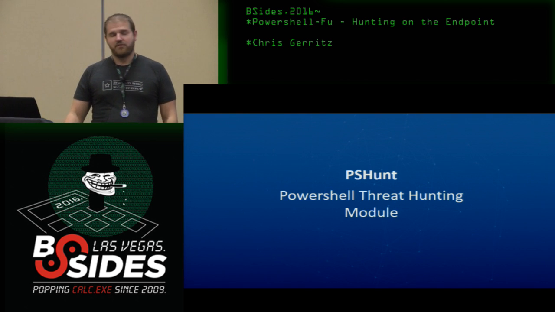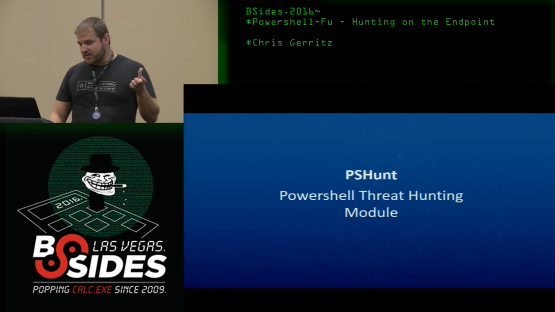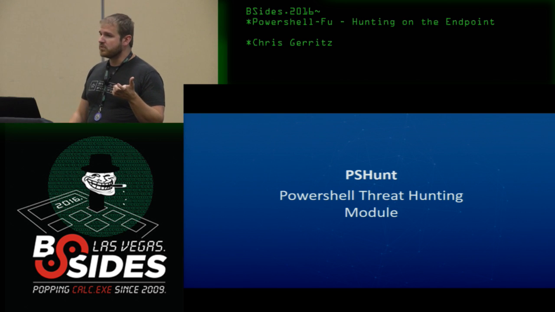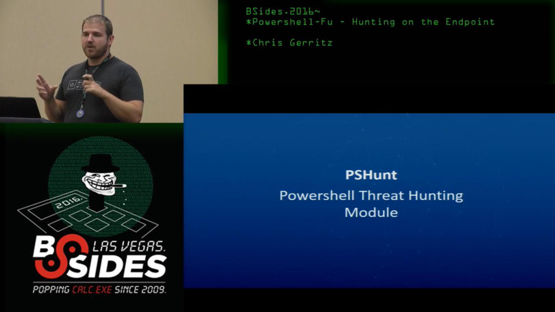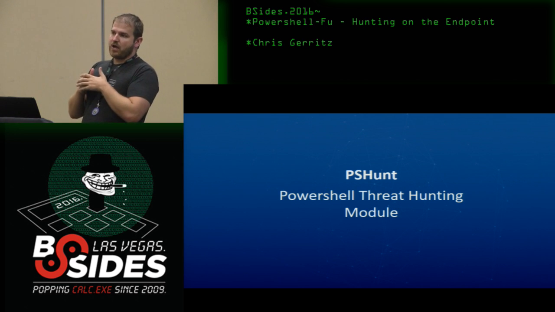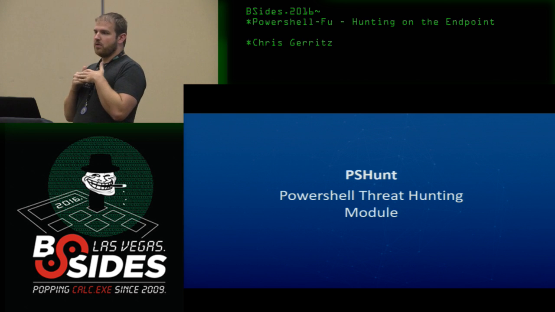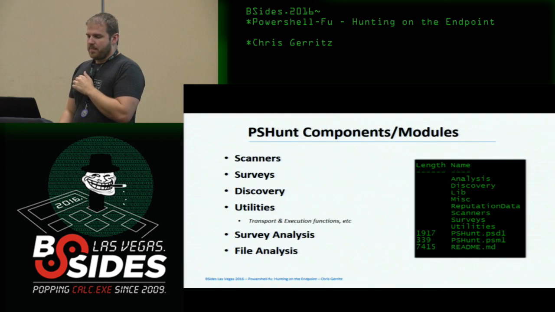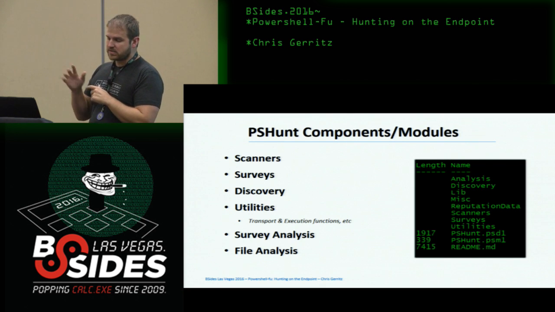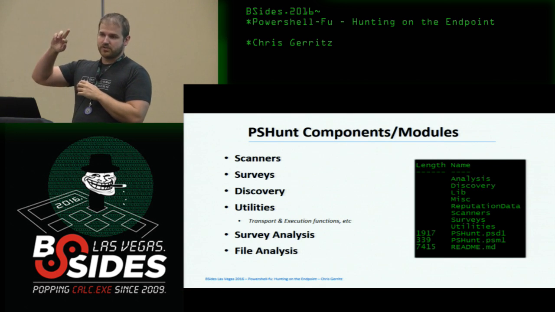So without further ado, I introduce PSHunt, the threat hunting module that we're going to be releasing today. It is a PowerShell module that allows you to scan systems. It gives you a couple different options to either look for information that you want to look for or just survey systems for everything from what's running, what's triggered to run, to any manipulation that we're looking for. So we'll go through that. The different components of this, there's about 6 different components. I break it down into scanners and surveys.